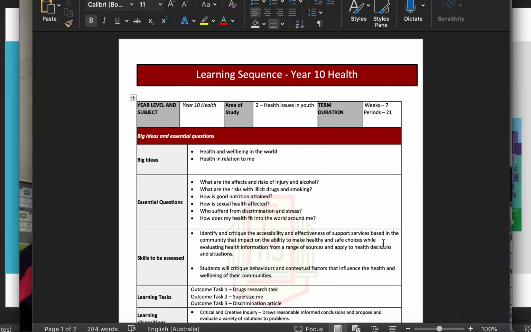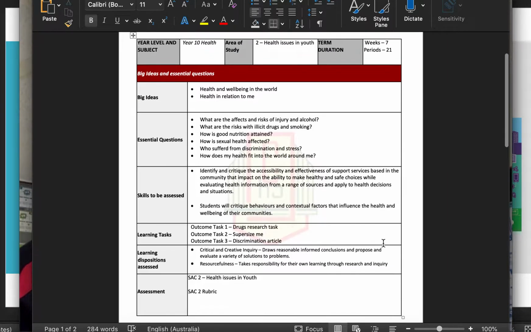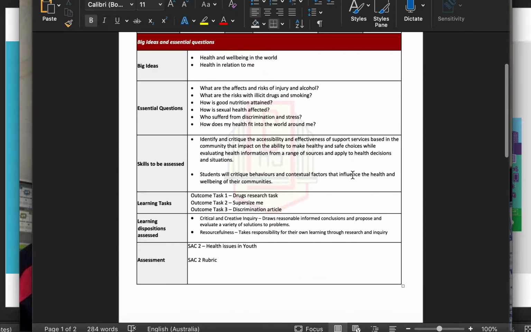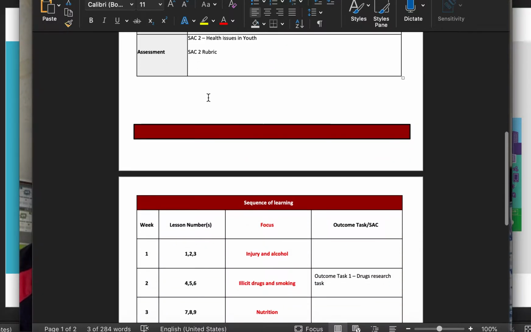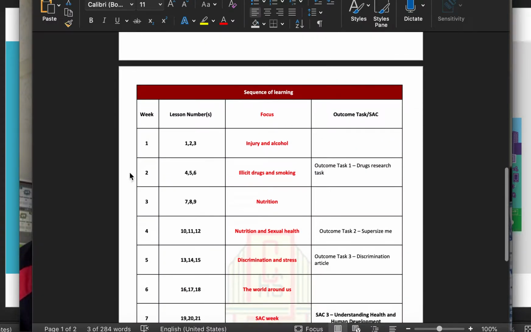Just before we get into it, I wanted to once again show you the sequence of learning and where we're at in this roughly 7 weeks of learning and then an exam. Remember, we have our 3 outcome tasks. This week, the drugs research task will be completed and that goes towards your S in this subject. This week, lessons 4, 5, and 6 are all about illicit or illegal drugs and smoking, as we have finished injury and alcohol from last week.